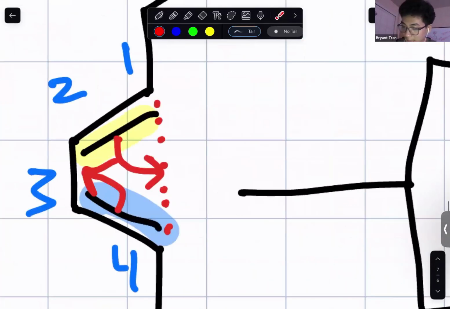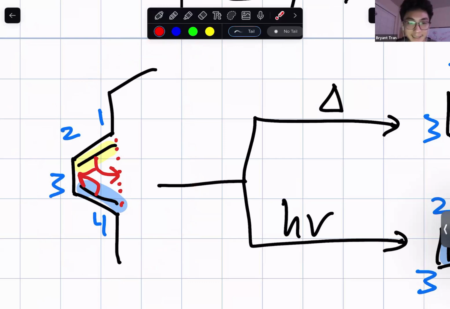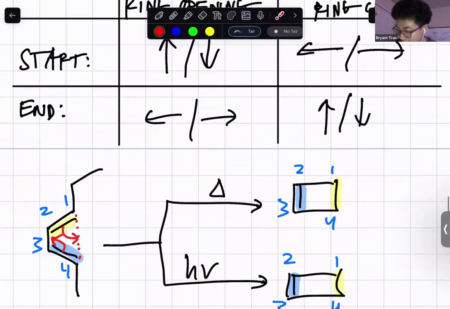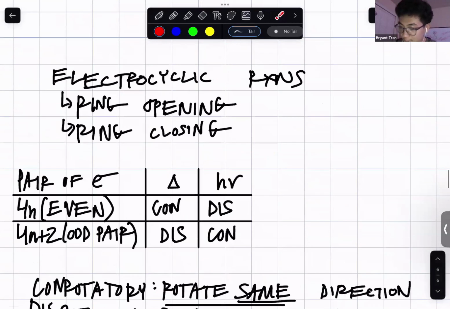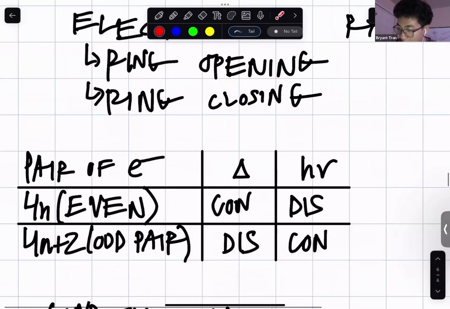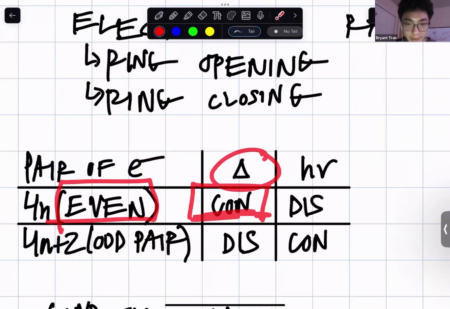Now, how many pairs of electrons do you see interacting here in the mechanism? How many arrows do you see in this reaction? 2, and that's an even pair of electrons. So let's focus on an even pair of electrons and heat. If we look at this chart right here, we have an even pair of electrons moving and heat, which is going to be a conrotatory reaction. If we use light, then that would be a disrotatory reaction.